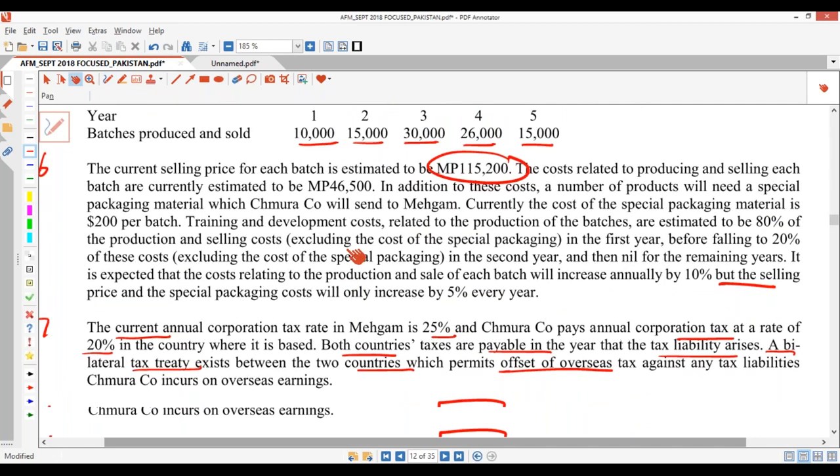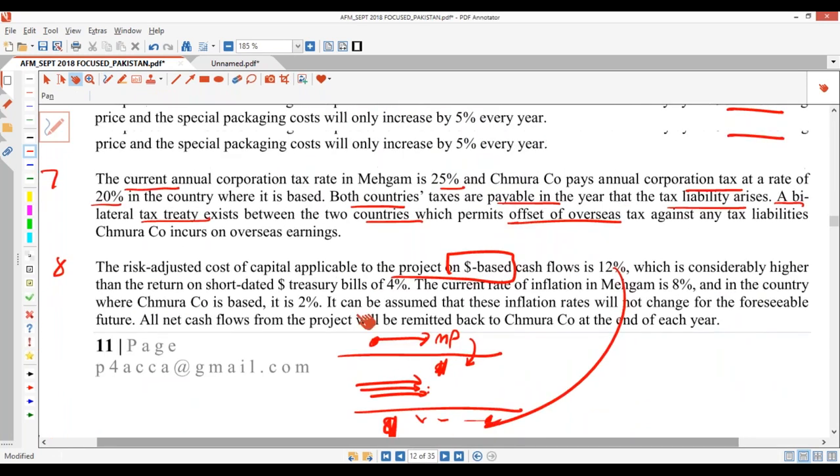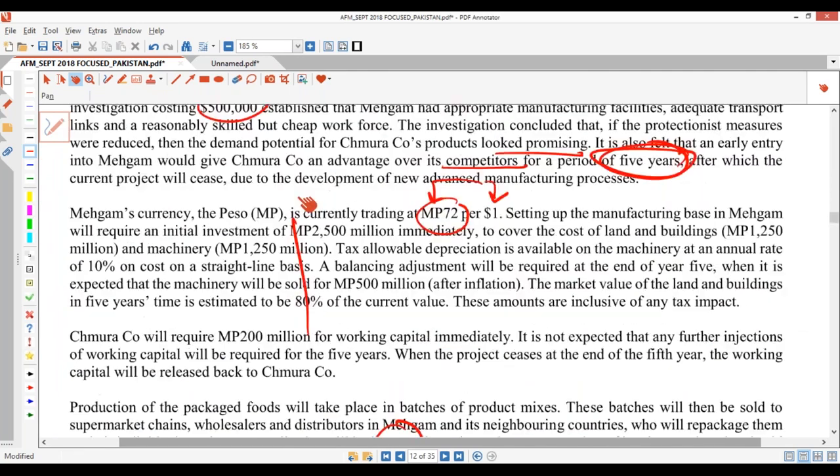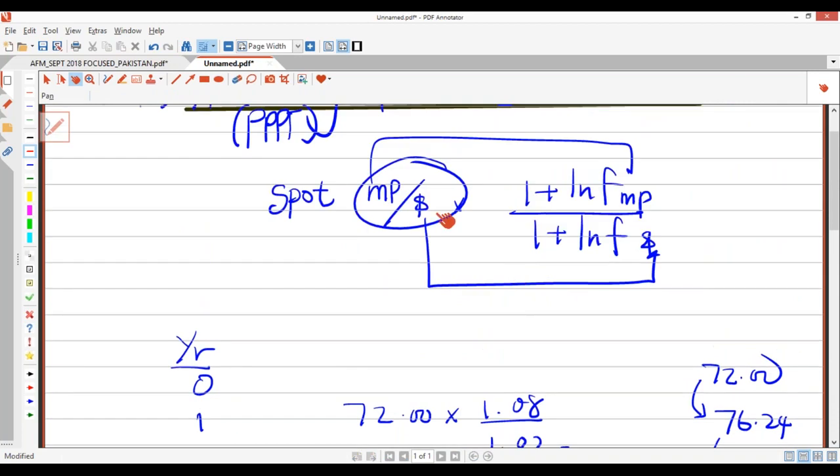Okay, the base is the 1 unit, and you don't have to care what is the base and which is not the base. If you put 72 per $1, so that's going to be the base. You put the $1 at the bottom and you put the Megan peso on top. So this will be Megan peso inflation, and this will be dollar inflation rate.